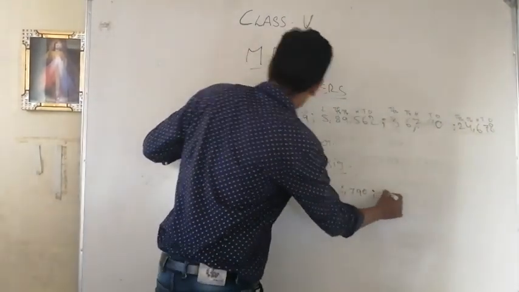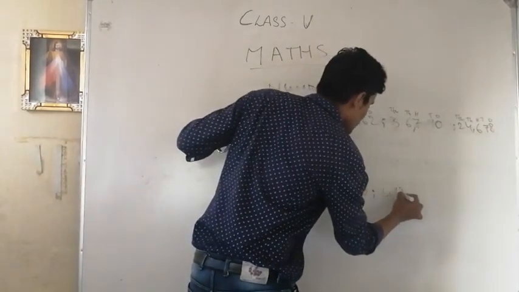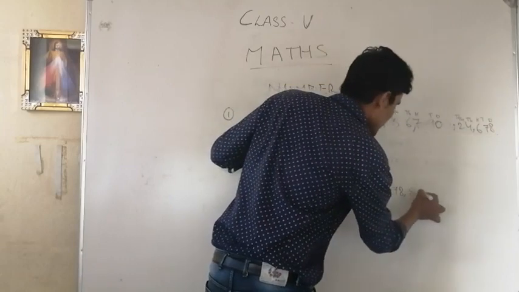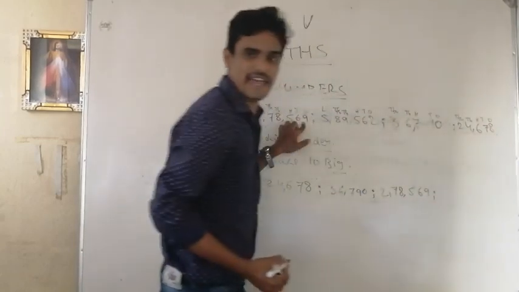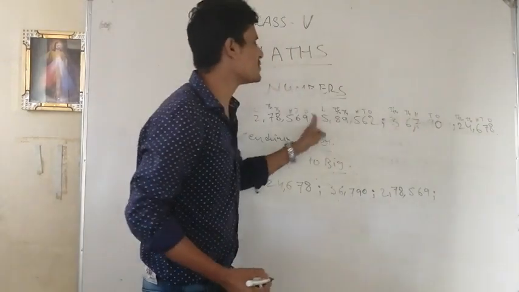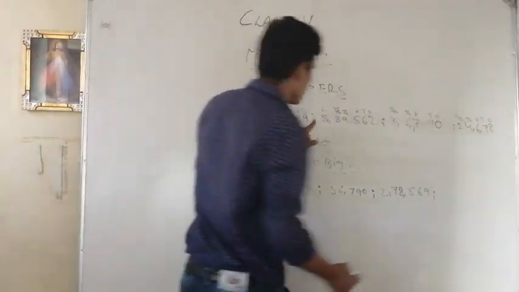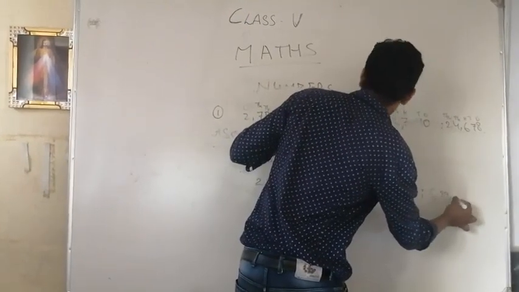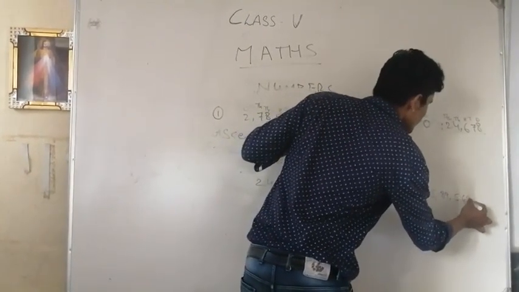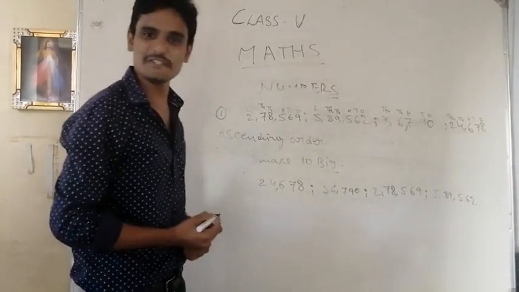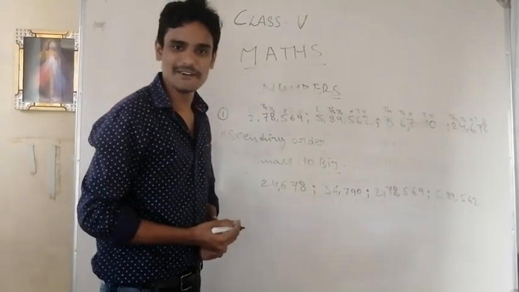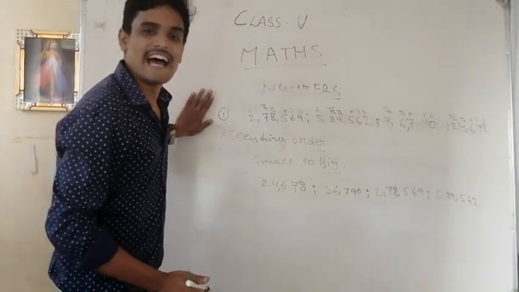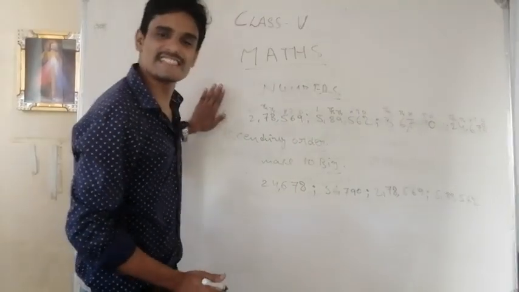So 2,78,569. Okay? So what is the next one? We know that the remaining one is this one. So we can write that 5,89,562. Is it okay for you, children? Okay, nice. So like this, we can write all the numbers arranged in ascending order.